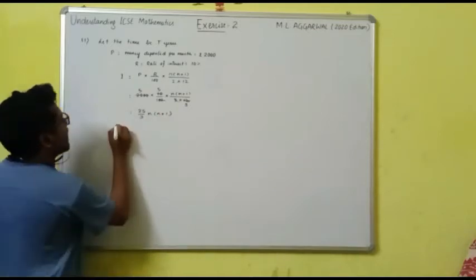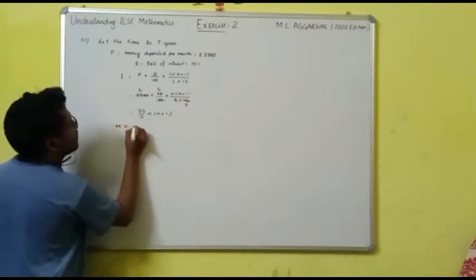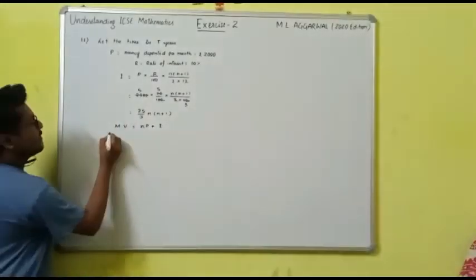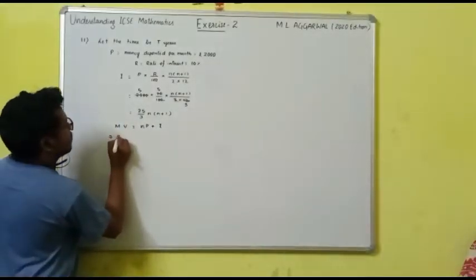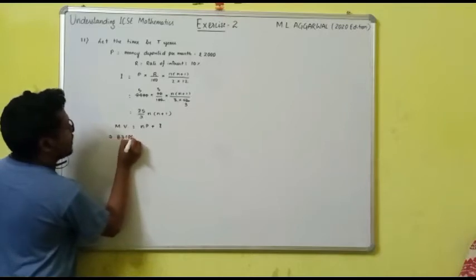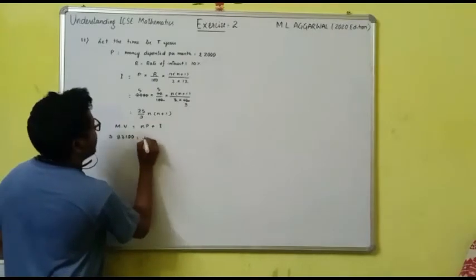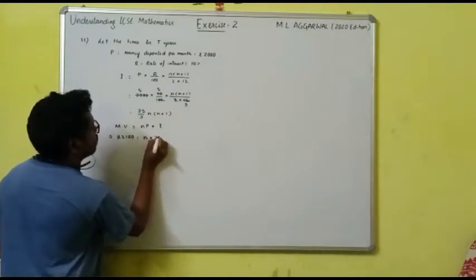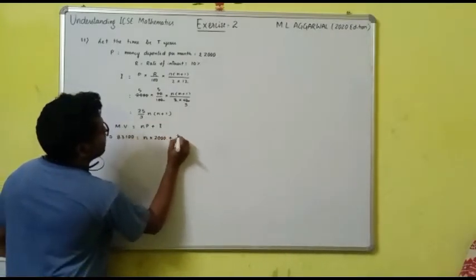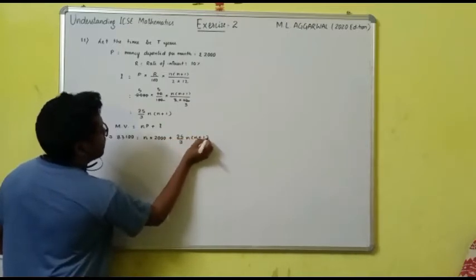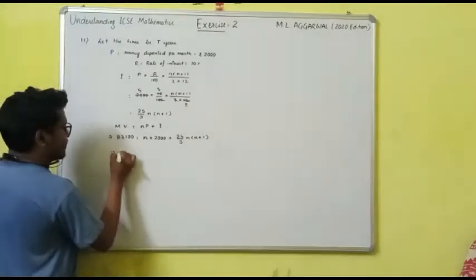Now, what is the maturity value? Maturity value formula is NP plus I. So I can write here maturity value is equal to 83,100. Then NP, N you don't know, P is equal to 2000 plus 25 by 3 n bracket n plus 1.